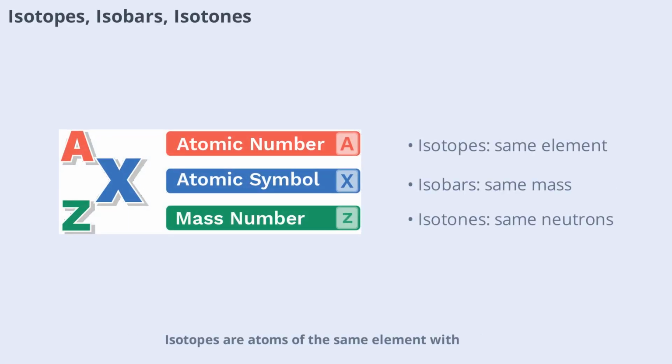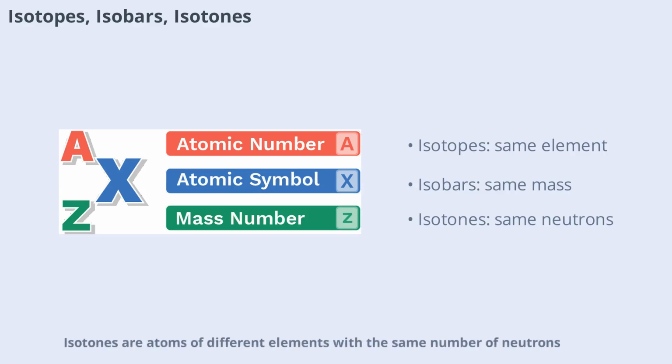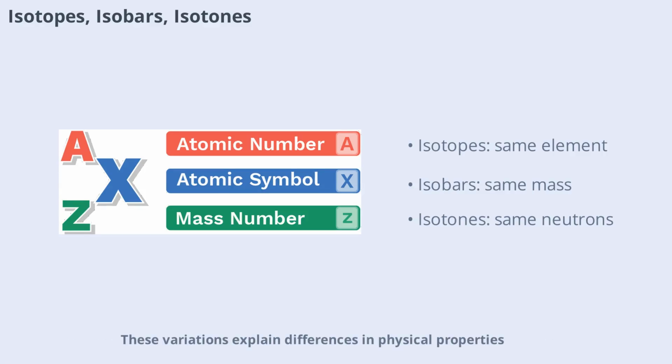Isotopes are atoms of the same element with the same atomic number, but different mass numbers. Isobars are atoms of different elements with the same mass number, but different atomic numbers. Isotones are atoms of different elements with the same number of neutrons. These variations explain differences in physical properties and behavior among elements and their forms.